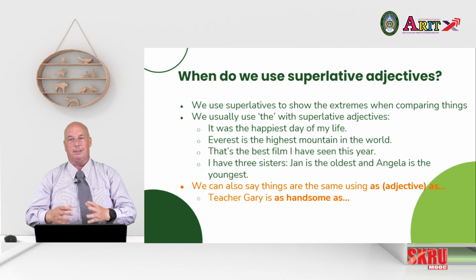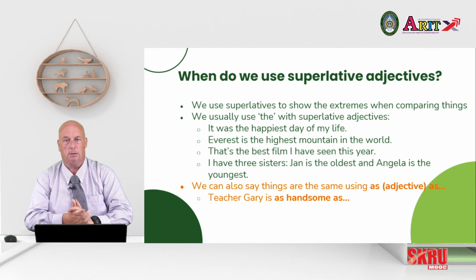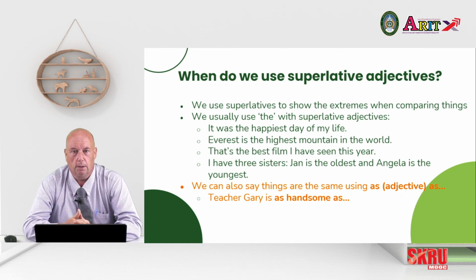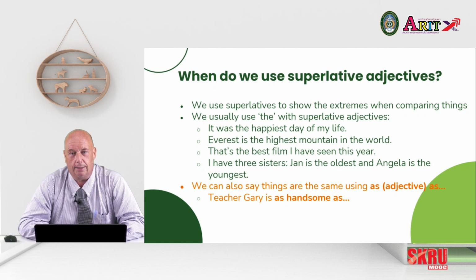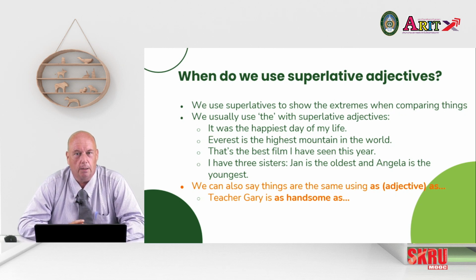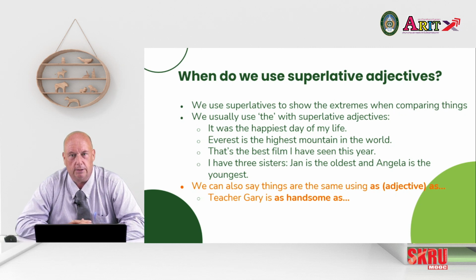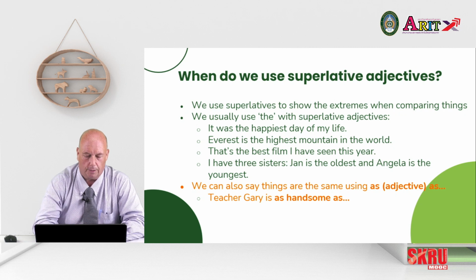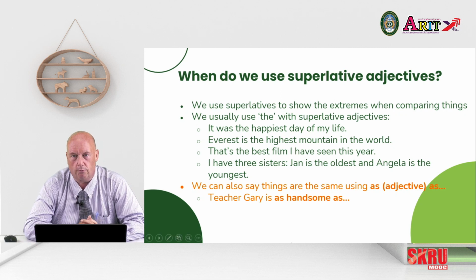We can also say something is the same as something else. They're equal. For example, Teacher Gary is as handsome as Brad Pitt, if he's still handsome, or whoever you like. So, my house is as big as your house. His car is as expensive as his father's car, and so on. Tom can run as fast as his sister.